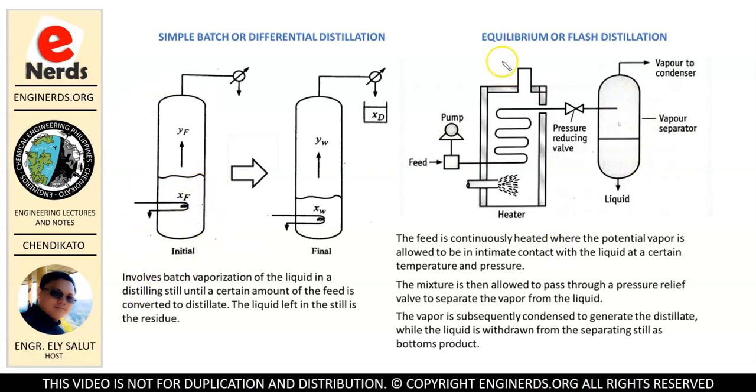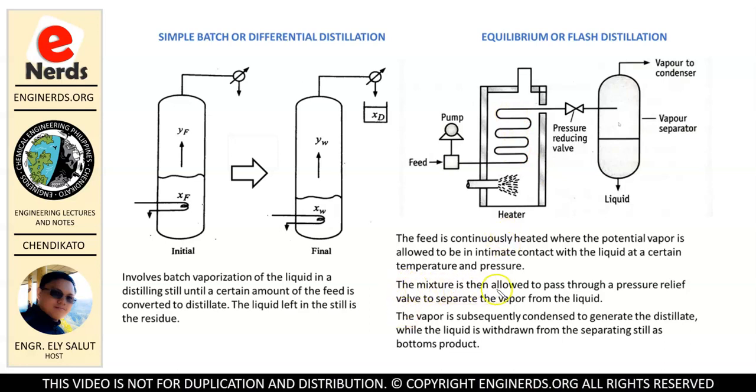Alright, so what is this that we call equilibrium or flash distillation? Well, in here, the feed is continuously heated where the potential vapor is allowed to be in intimate contact with the liquid at a certain temperature and pressure. Okay, so we have our feed in here, and it passes through this coil here, and this is our heater. So it's being heated on these parts. And of course, when we heat our mixture, our more volatile component will vaporize.